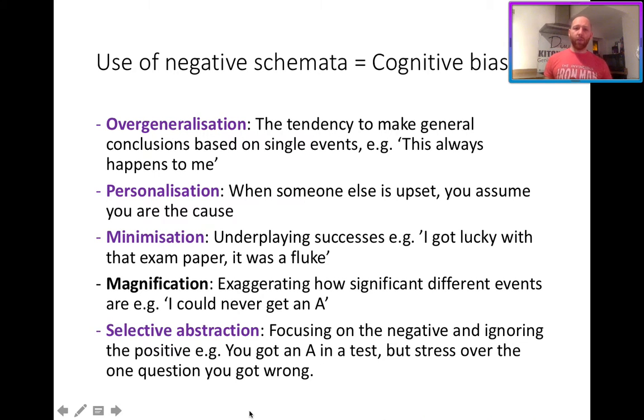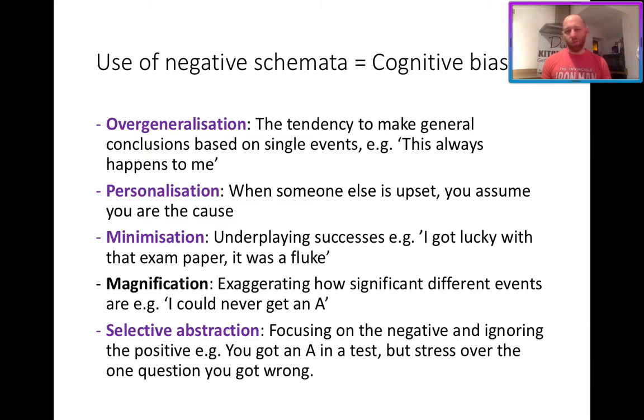So, some examples of negative schemata. Well, Beck argues that these are basic cognitive biases. So, overgeneralization is a common one. We make these general conclusions about single events. I am unlucky because once I was unlucky, or a common one is, I never win anything. Personalization, when someone else is upset, you assume that it's because of you or related to you in some way. Minimization, you underplay your own successes.